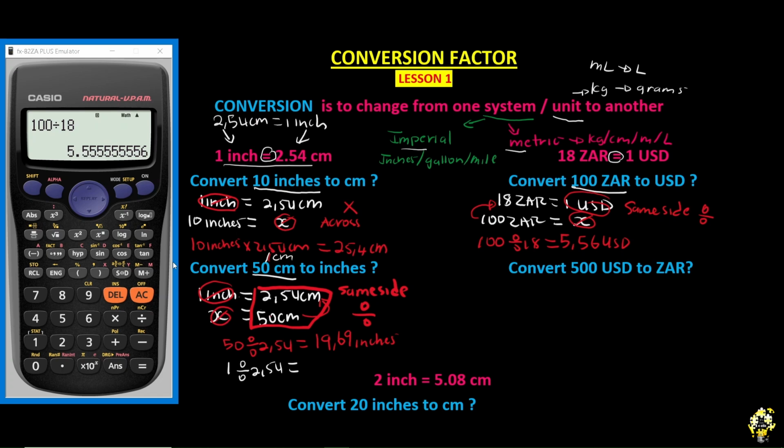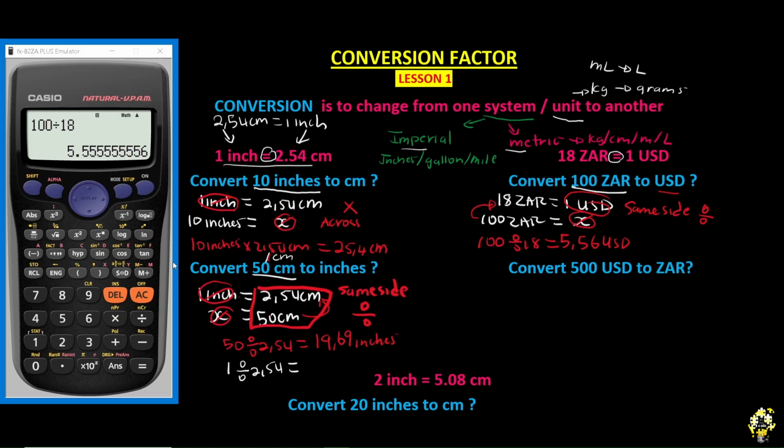So this is telling you that if you're in South Africa and you have 100 rands, basically when you go to the United States, you would have 5.56 US dollars. Now let's come to this one again. What's the first step? What's the first step?